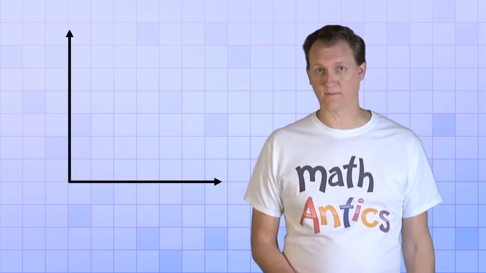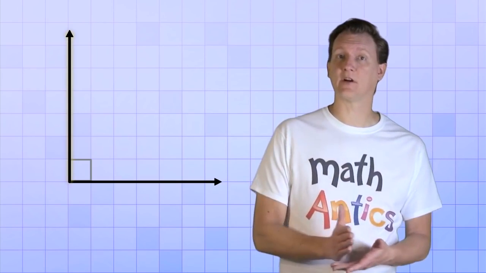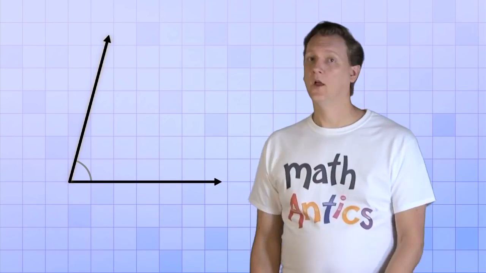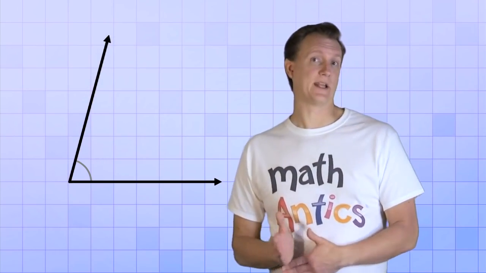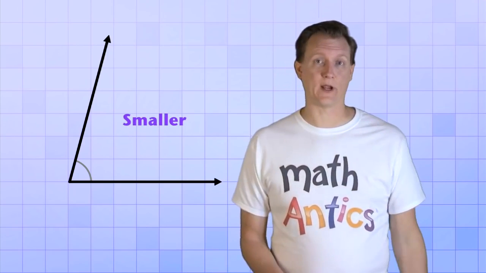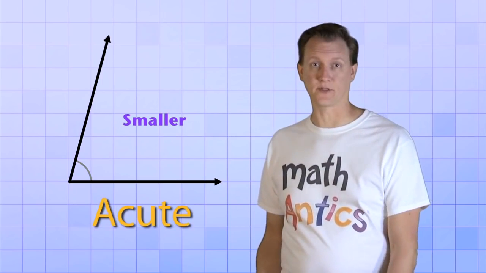Okay, now that you know what a right angle is, let's look at a simple one that's made from just 2 rays. What will happen if we take the ray pointing up and rotate it like the hand of a clock a little bit to the right, a little bit clockwise? Well, we don't have a right angle anymore because the rays are no longer perpendicular. Instead, we have an angle that's smaller or less than a right angle. Angles that are less than right angles are called acute angles.